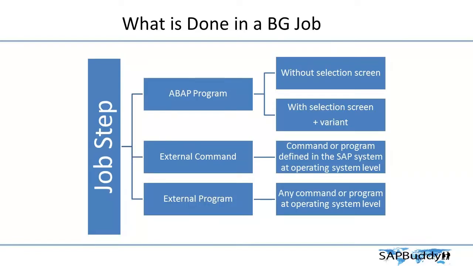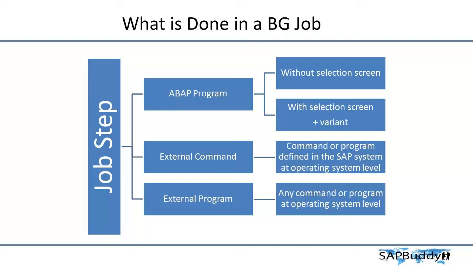Okay, now let's have a more detailed look into what we can do with background jobs. We have seen that in the background job steps, we can have ABAP programs, external commands and external programs. The first one is ABAP programs. The first type of ABAP program is without selection screen. That means we have a program that does not need any input from the user. That is quite easy to schedule.